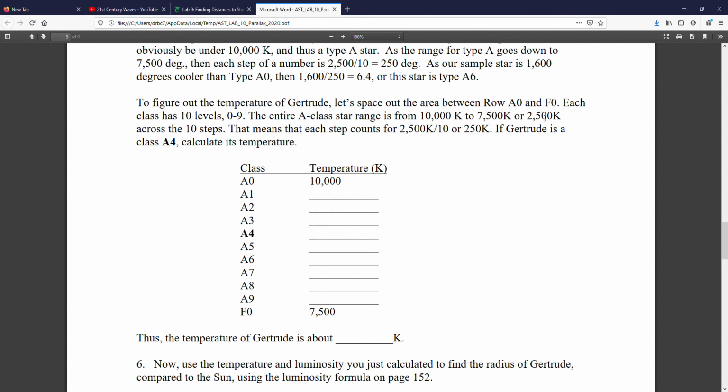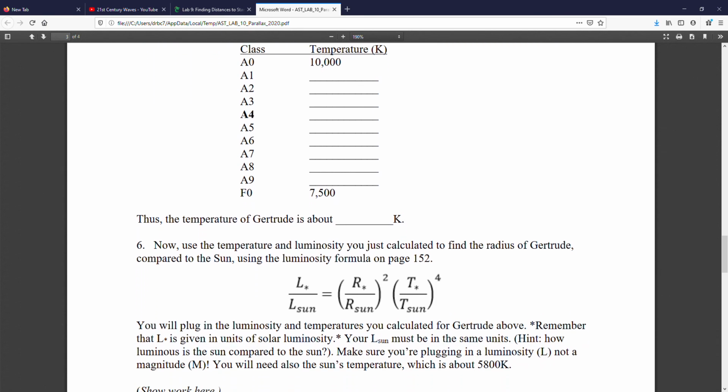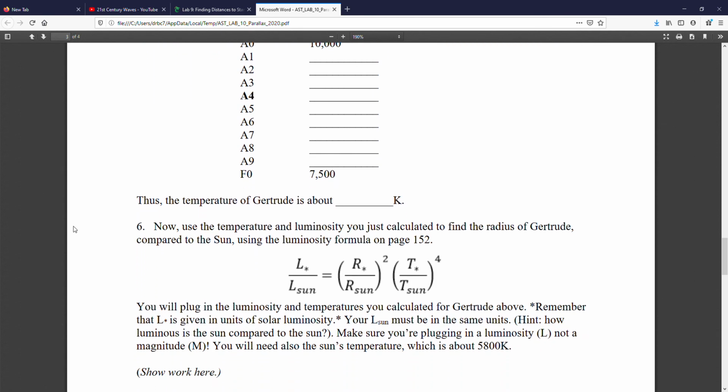You can read about exactly how to do that right here. Write those numbers in here. And the one that you want is A4. That'll actually give you the surface temperature of the star. And you write Gertrude's surface temperature right down here. And then you can easily use this equation. If you have any trouble with it, remember we've got T over T sun to the 4th power times R over R sun squared. That gives us the luminosity over the luminosity of the sun.